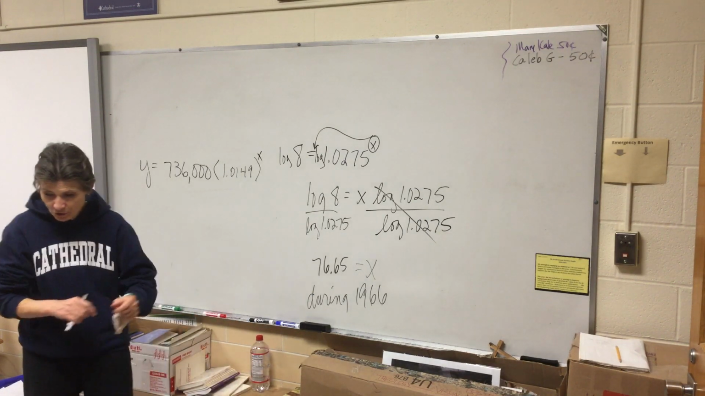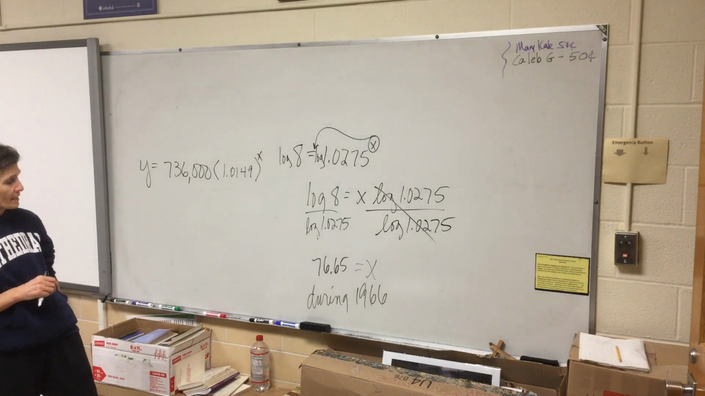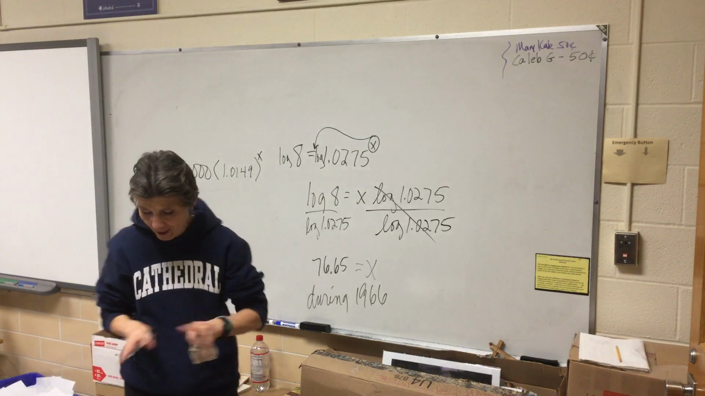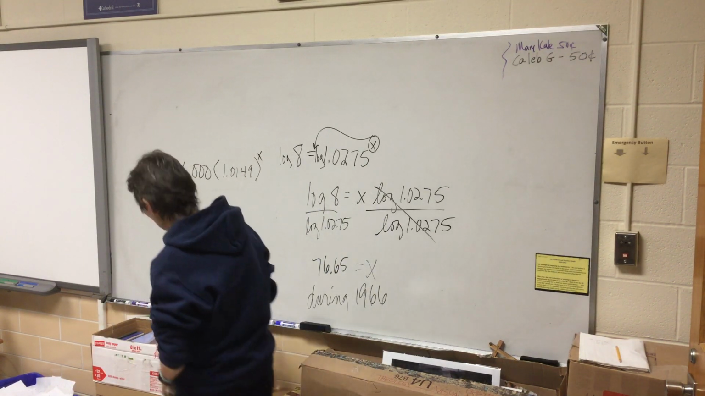Josh Ramsey, turn your camera on if you can, please, and tell me how I am going to figure out when the population's 1 million. Do you put the 1 million for the Y? I do.